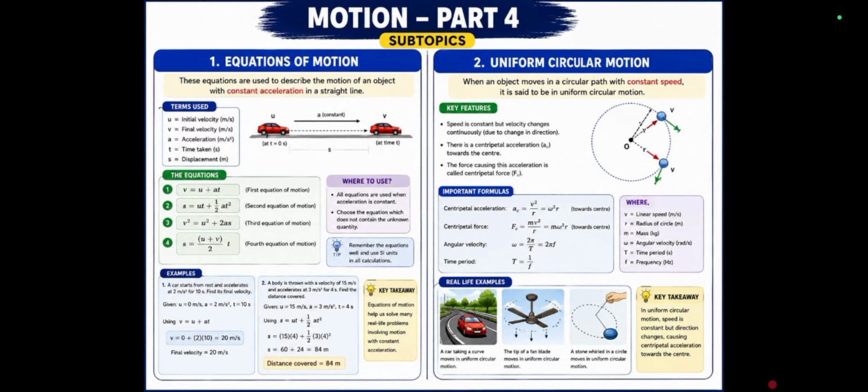Now, we are going to discuss today in the motion lesson. The subtopics are equations of motion and uniform circular motion. Now, are you ready to listen? Very good. Now, we have to start the lesson today. Okay? Now, let us start.